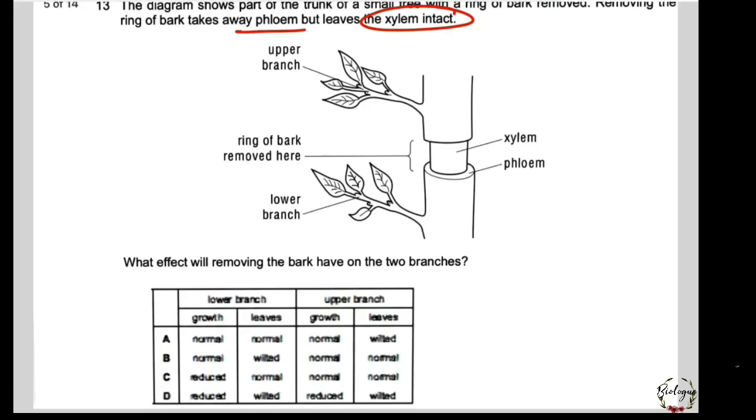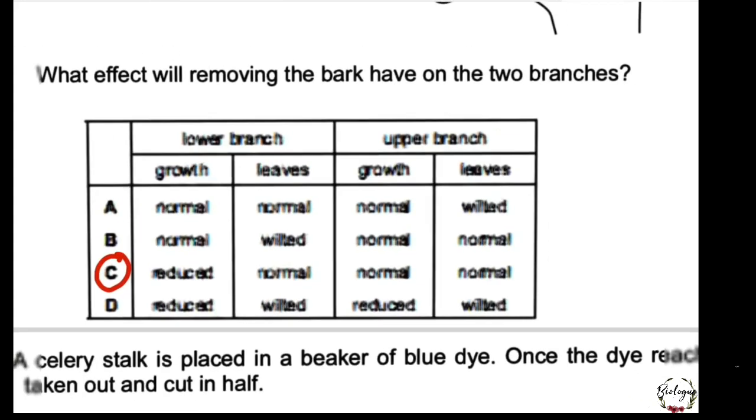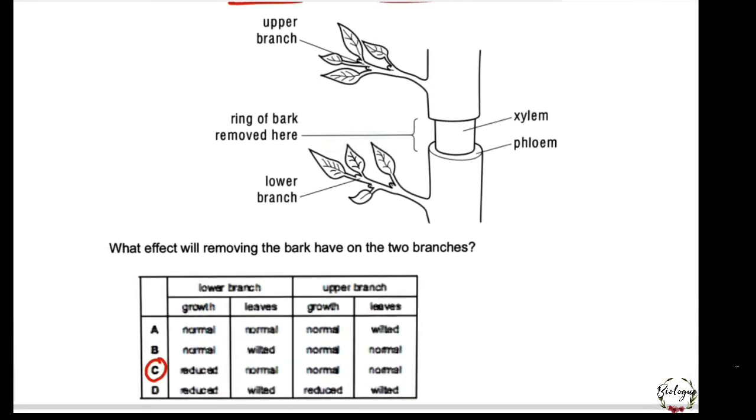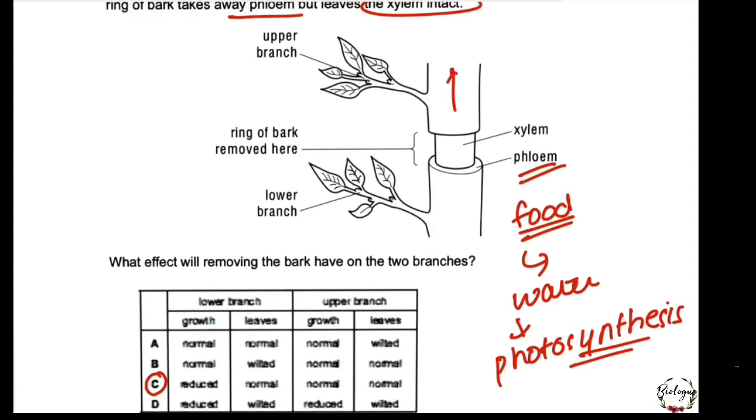Alright, so let us look at the options. If you see the options, to me C looks the most appropriate. Why? Because the growth of the plant will be reduced. Phloem is taken out, so there is no food source for the plant, but the leaf will remain normal because it is at least getting water for photosynthesis, so it is able to sustain itself by making its own food via photosynthesis. The upper branch over here will be normal.